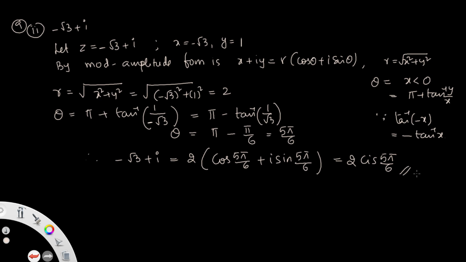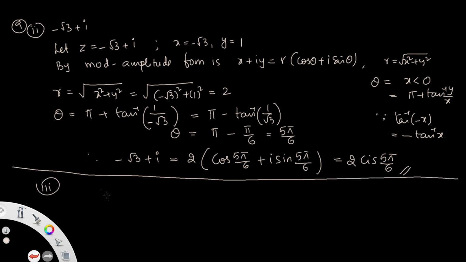This is the second bit. In the same way, the question is given for the third bit. The second problem is over. Next, the third problem, they're given minus 1 minus root 3i.